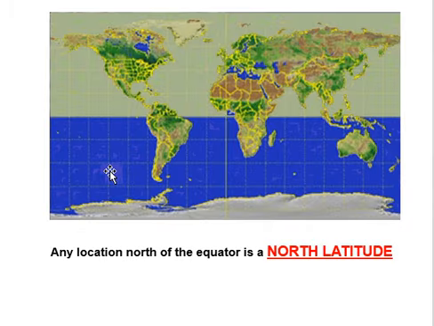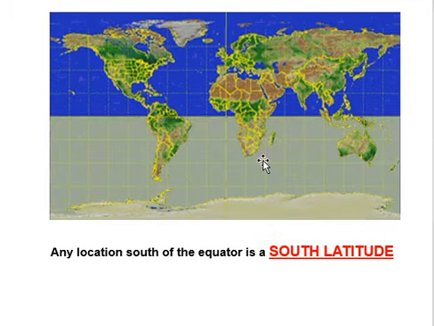So when we start with the equator, we can look at the equator at 0 degrees, which is a line of latitude, which cuts the Earth into a northern and a southern hemisphere. All lines of latitude run parallel with each other.